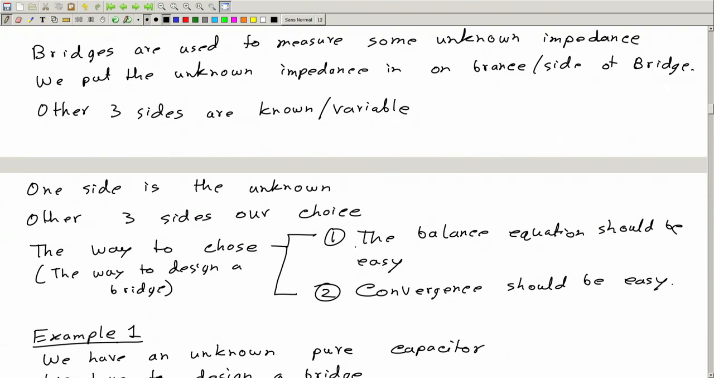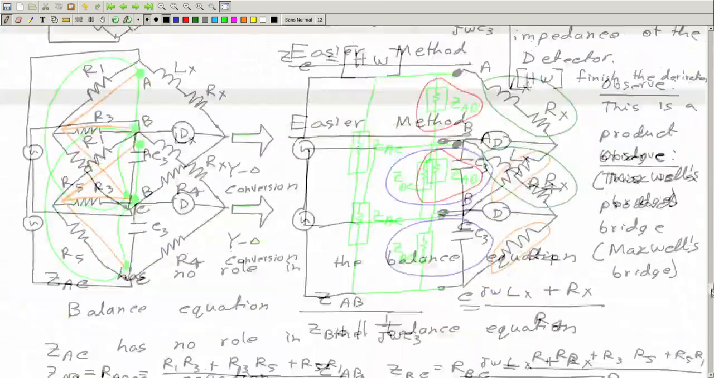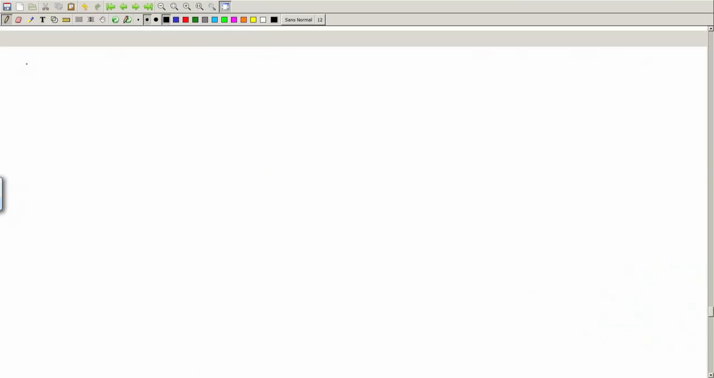We have discussed in detail the ease or simplicity of the bridge, but we have not talked about the convergence of a bridge. Let me briefly tell you what I mean by this. In an AC bridge, we measure an unknown impedance, and an unknown impedance normally has two unknowns, two variables.